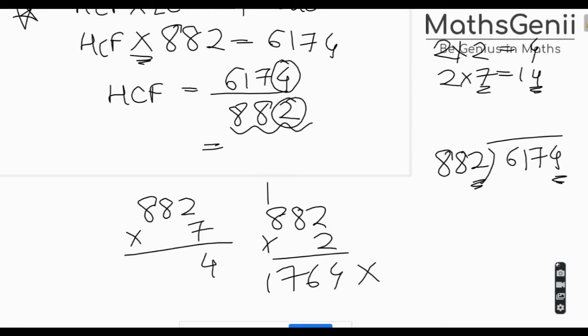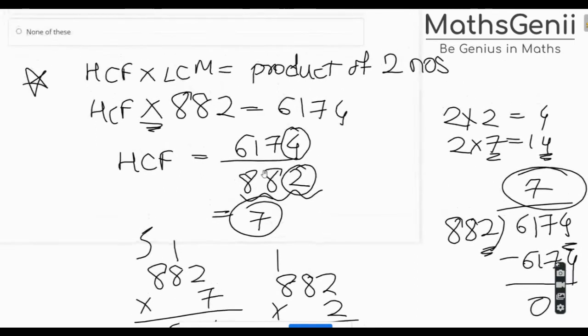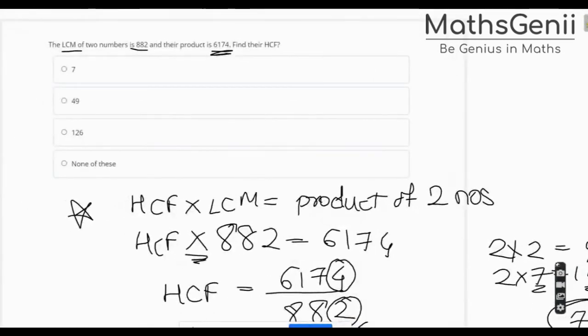Now let me try 882 sevens are. 7 2s are 14, 1 carry. 7 8s are 56, 56 plus 1 57. 7 8s are 56, 56 plus 5 61. 6174. So 7 is your answer. What did I do? I applied the formula and then I just divided. So 7 is your answer.